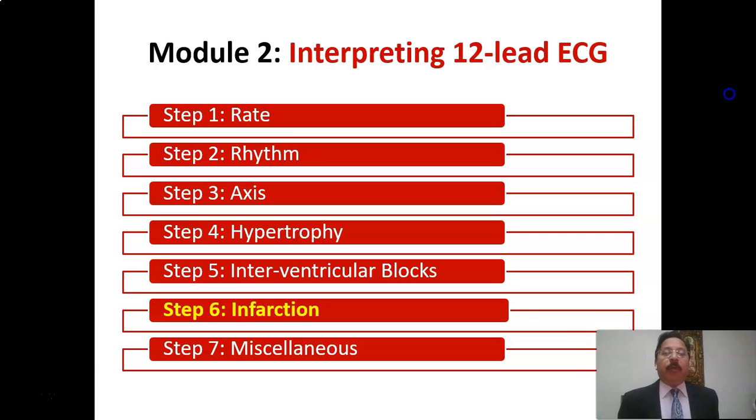Now, I would like to welcome all of you to step 6 of ECG interpretation. So far, we have finished step 1, which is about the rate, step 2, rhythm analysis, step 3, axis determination, step 4, hypertrophy, and step 5, interventricular blocks. Now, this is the time to go through step 6, which is about the infarction.